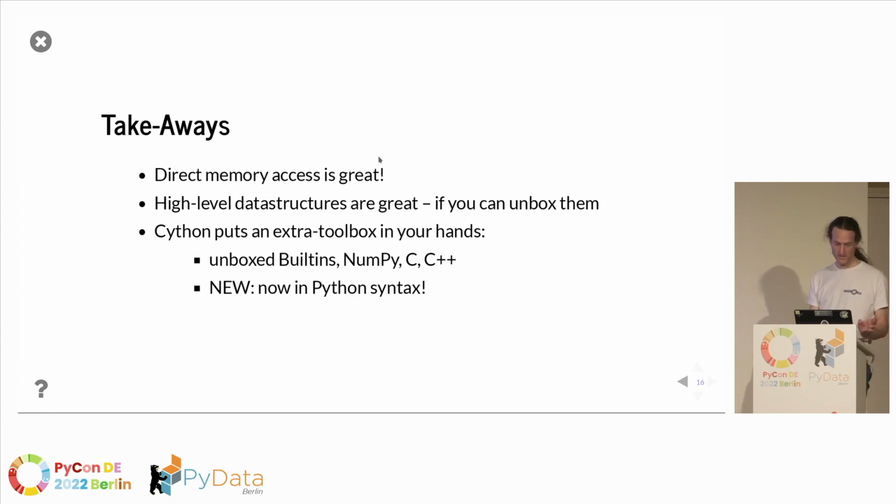A couple of takeaways. Direct memory access is great, and you can use that to make your code run much faster and to use data structures that you otherwise wouldn't have available. High-level data structures are great, but only if you can unbox them and use them efficiently. And that's how Cython puts an extra toolbox in your hands. So you get unboxed built-ins. You can get fast access to NumPy, to C and C++ data structures, and you can do all this in Python syntax. Thank you for listening.